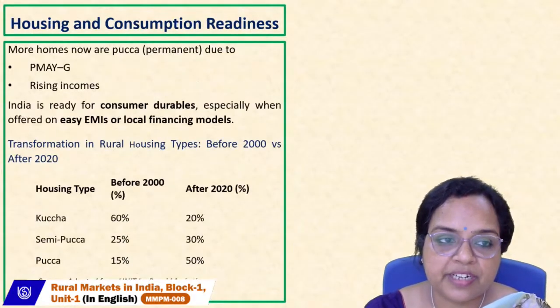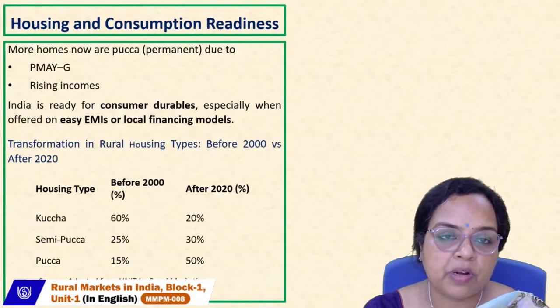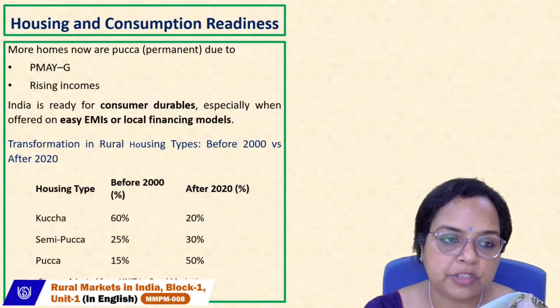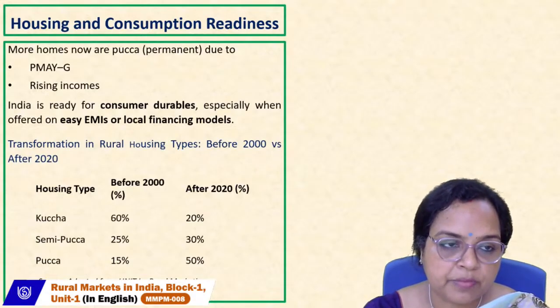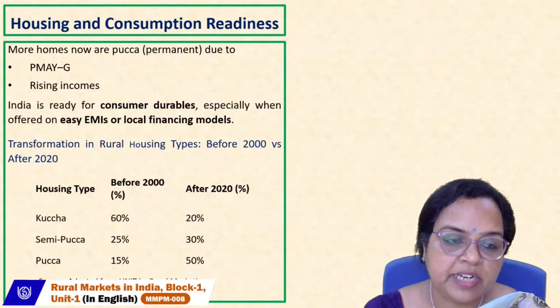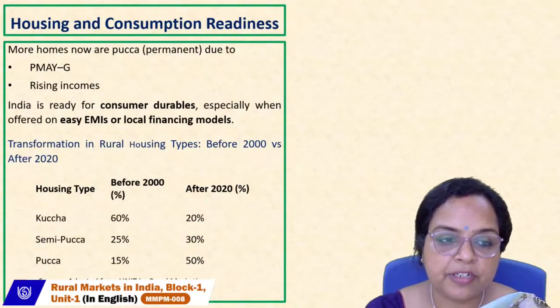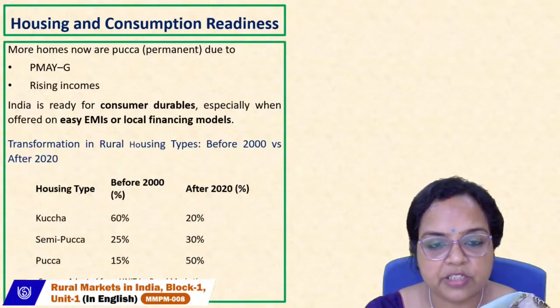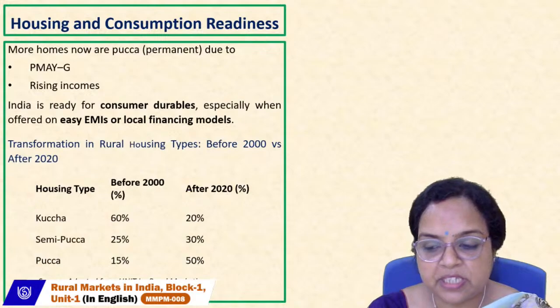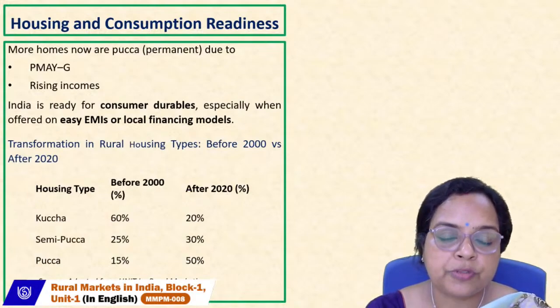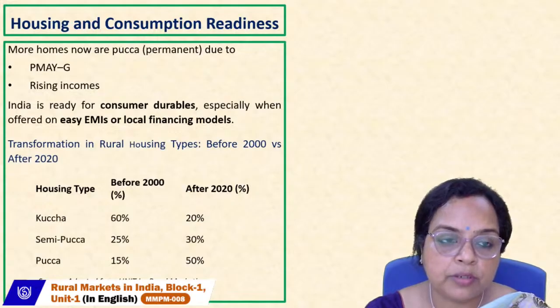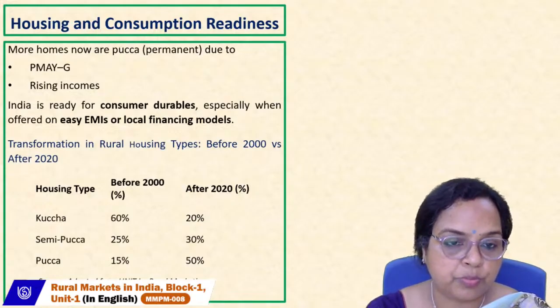Housing and consumption readiness. More homes are now Pakka homes or permanent homes due to many different programs and rising incomes. India is ready for consumer durables, especially when offered on easy EMIs or local financing models. That means if the EMI option is available to the rural belt, they will be open to purchasing consumer durable products for their uses.